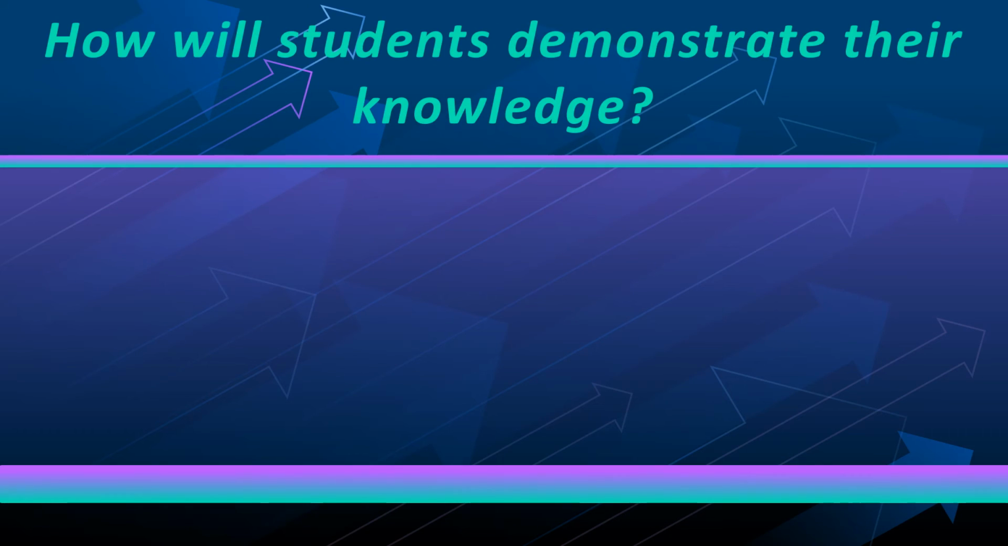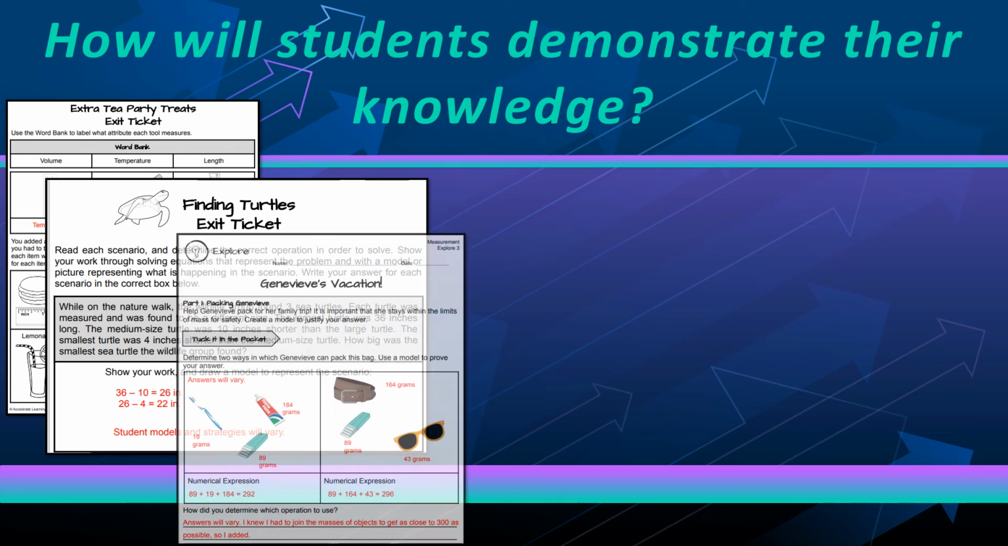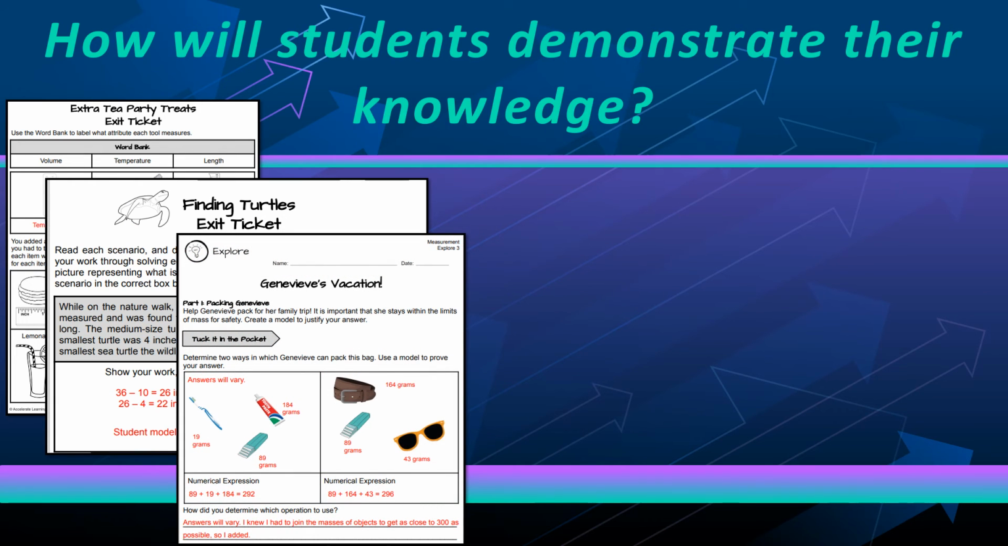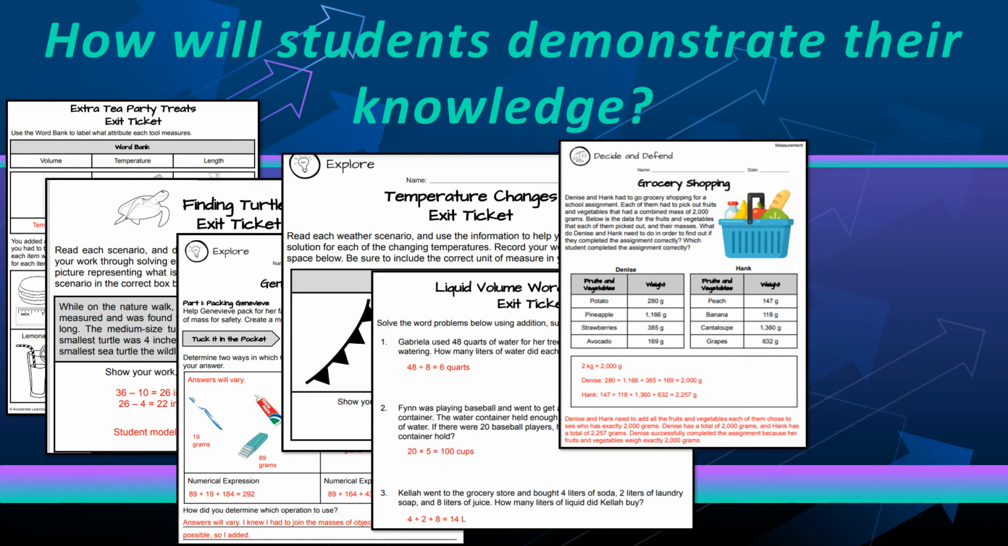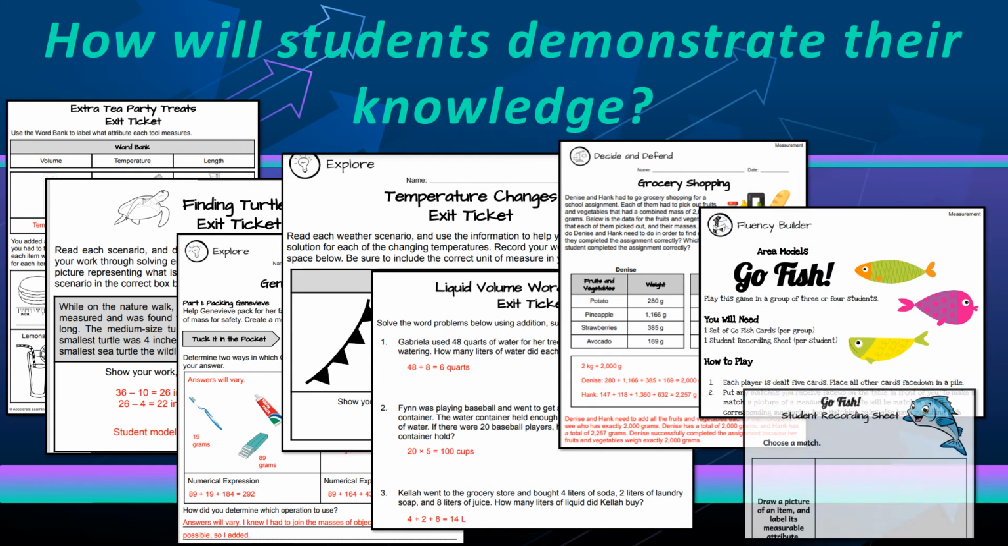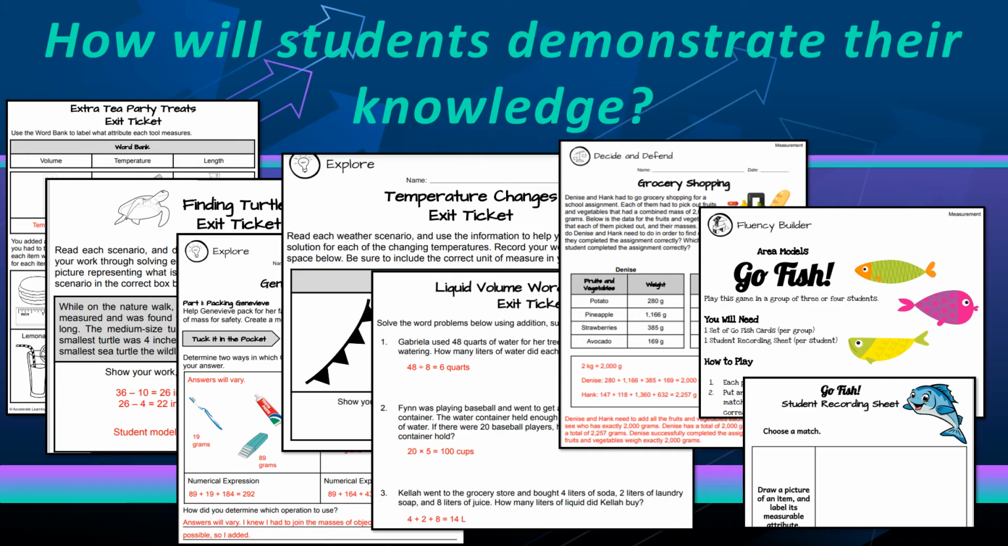Now we're going to take a look at ways students can demonstrate their knowledge of measurement throughout this unit. In each of the 5 Explores, there are student journals with activities and responses, as well as exit tickets for each. There's also Decide and Defends and some Fluency Builder activities throughout the unit.